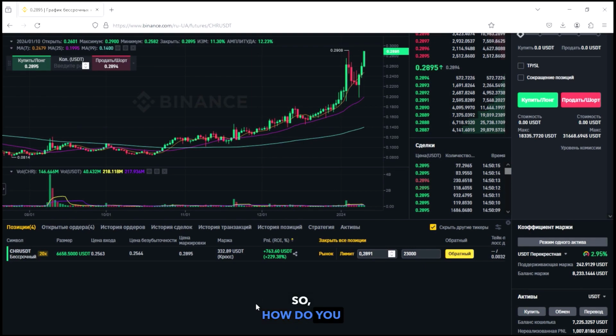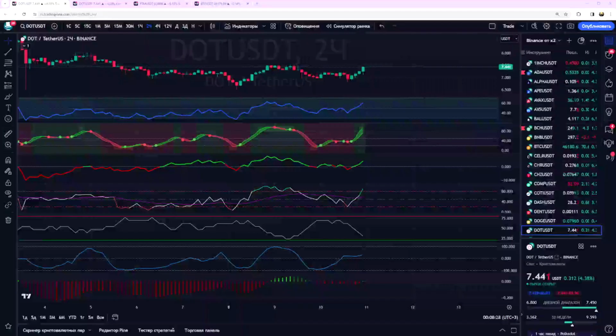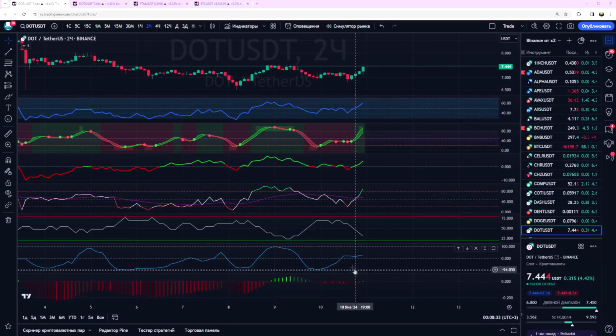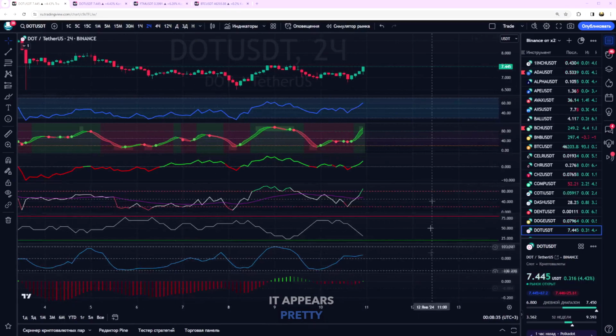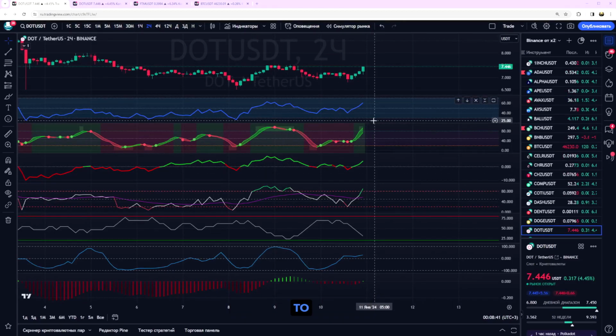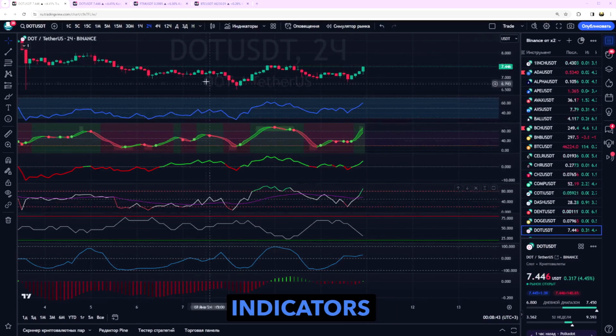So how do you consistently take on such deals? So we take the trades from these indicators, just joking. In truth, it appears pretty terrible and it's very hard to understand. We will show you another aspect, but before we do, it's important to understand the fundamental indicators themselves.